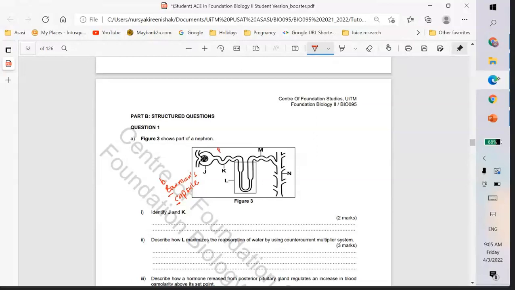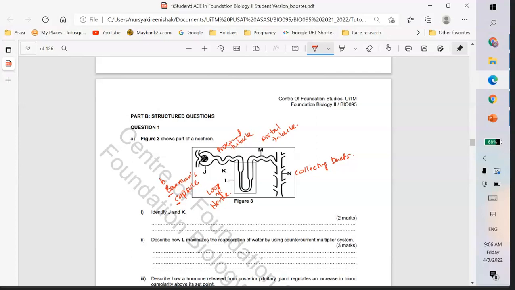So K is proximal tubule. Okay, K is proximal tubule. And then M is distal tubule. So kita labelkan semua sekali. Okay. N is collecting ducts. Okay. And then L is loop of Henle. Okay, loop of Henle. So the structure of the nephron you have to know.